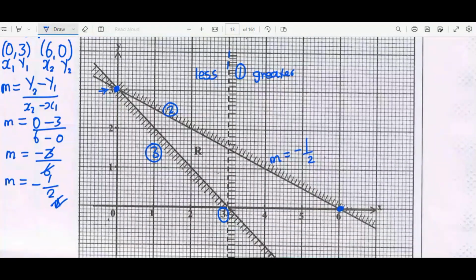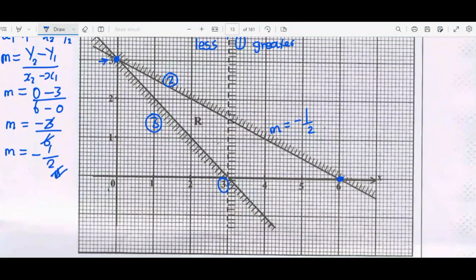Now what happens after you are done finding the gradient? You need to apply the formula for the equation of the straight line. The formula is y minus y1 is equal to gradient, open brackets, x minus x1. From the two pairs of coordinates, you can choose any of the two. The answer will always be the same.